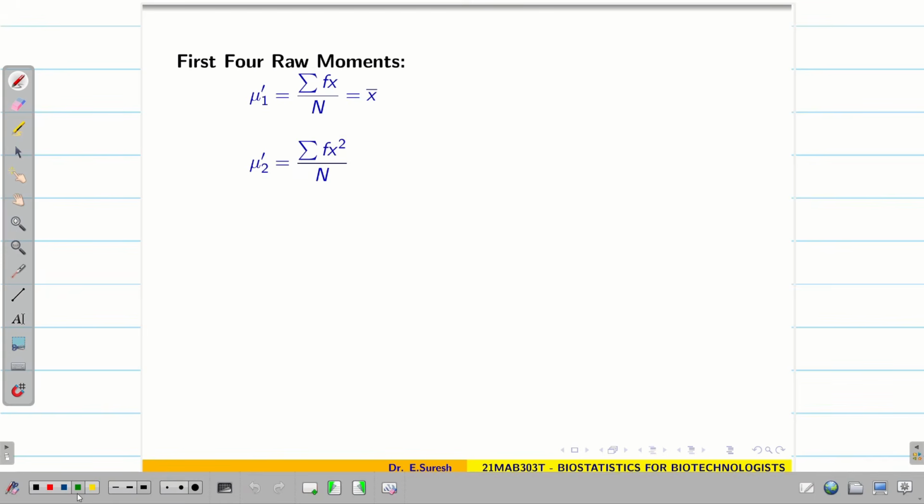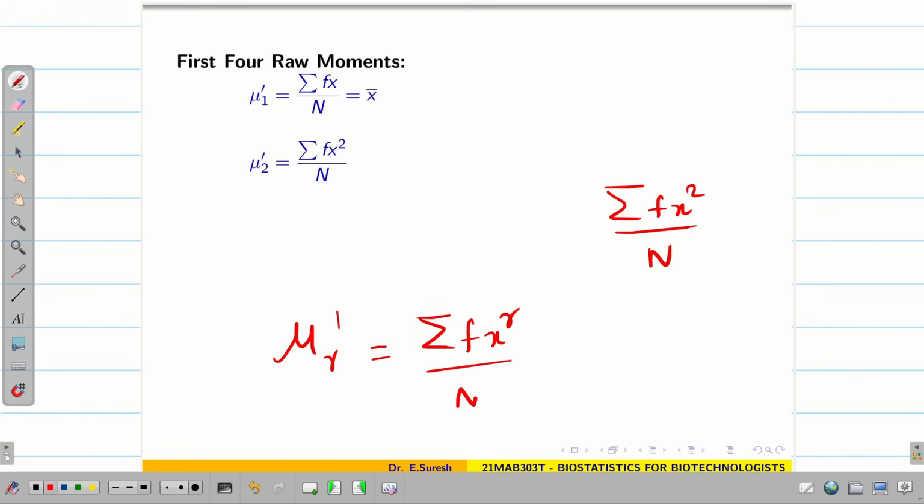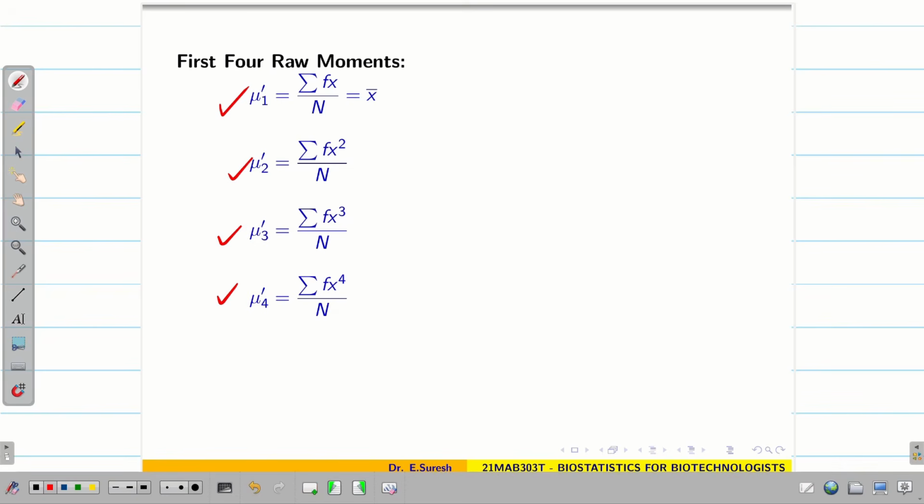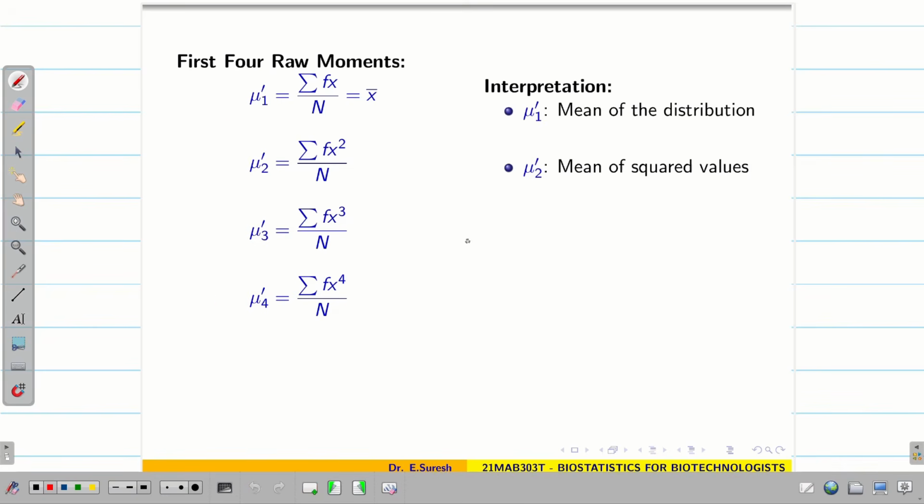Then mu2 dash is summation fx square by capital N. So now you would have understood: mu r dash is summation f x power r by capital N. We need up to 4. So the first 4 raw moments are given on the screen. Theoretically, we can write it like this. You can just read it.